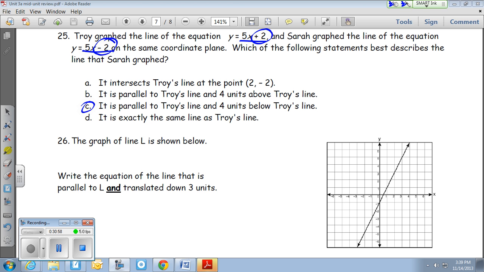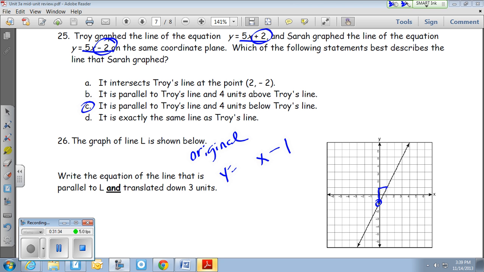Number 26, the graph of the line L is shown. Then we need to write the equation of the line that's parallel to L and translate it down 3 units. So remember, parallel means the slope's going to be the same. So let's find out what the equation is of our current line. I know that it's minus 1 because the y-intercept is at minus 1. So I'm going to write the original equation here. Y equals something that has to do with x minus 1. So I'm going to just choose some points. I'm going to choose this one and this one. I'm going up 2 over 1. That is a positive slope.